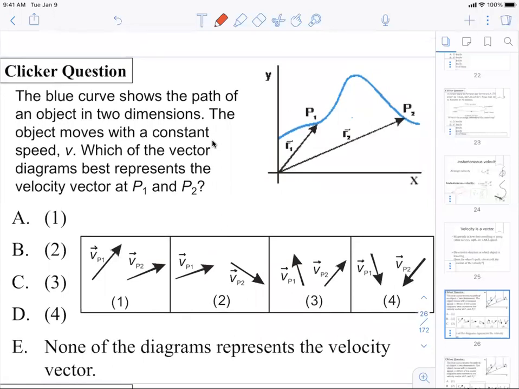The blue line shows you the path of an object at positions 1 and 2. Which of these vectors best represents the velocities at P1 and P2? I have just told you how you can get velocities from the curve. I'm going to let you go ahead and vote on that.